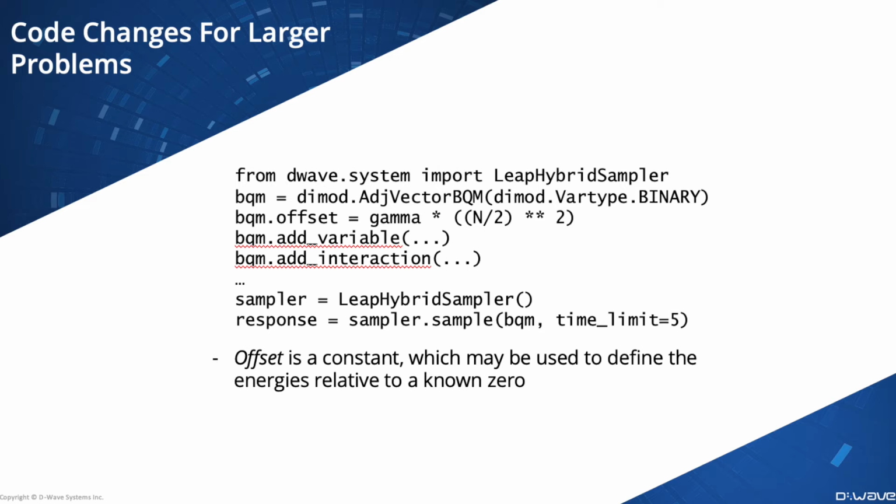And then in the next lines, we're adding variables and interactions to the BQM. And finally there in the 6th and 7th lines, we instantiate the sampler and then call it. And so this is really all you have to do to use the hybrid solver service, designed to be very simple to use.